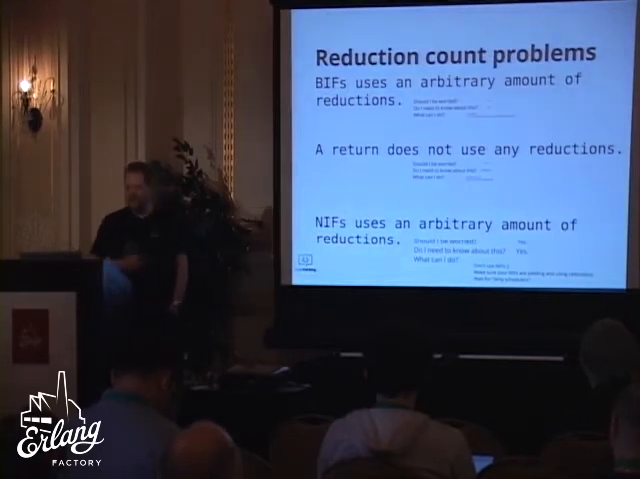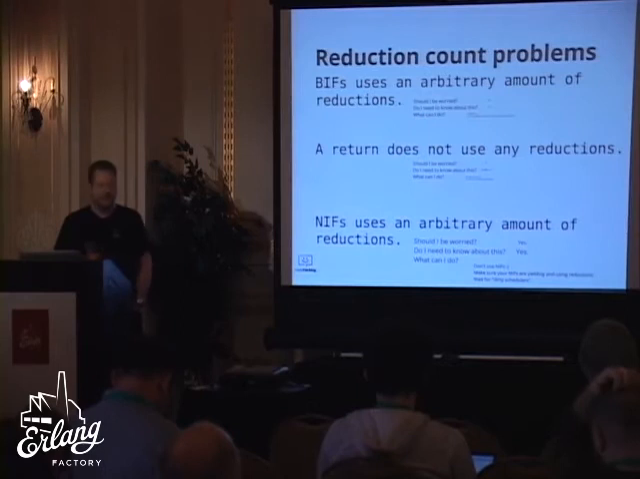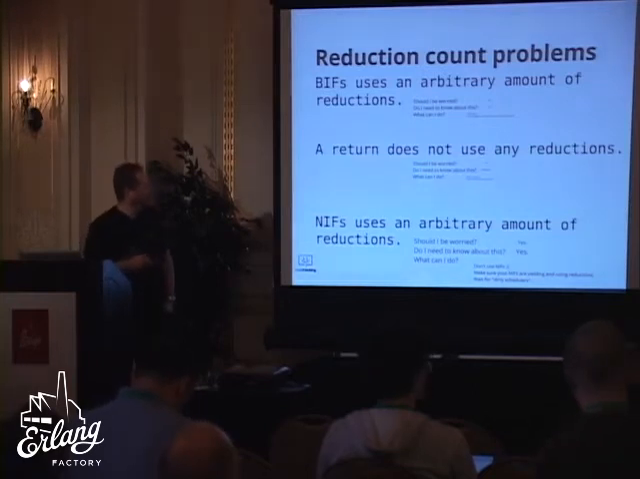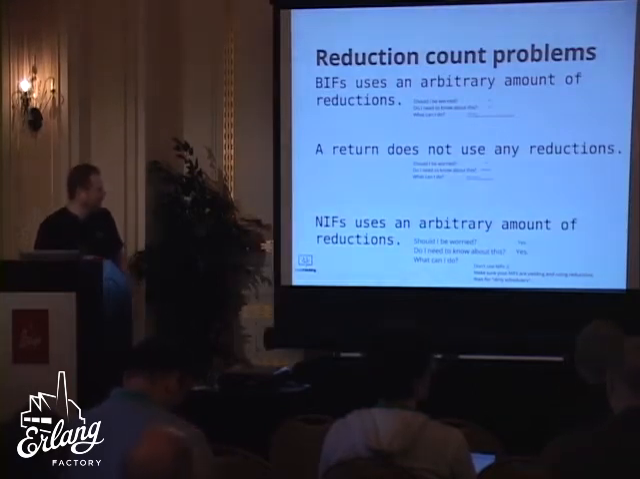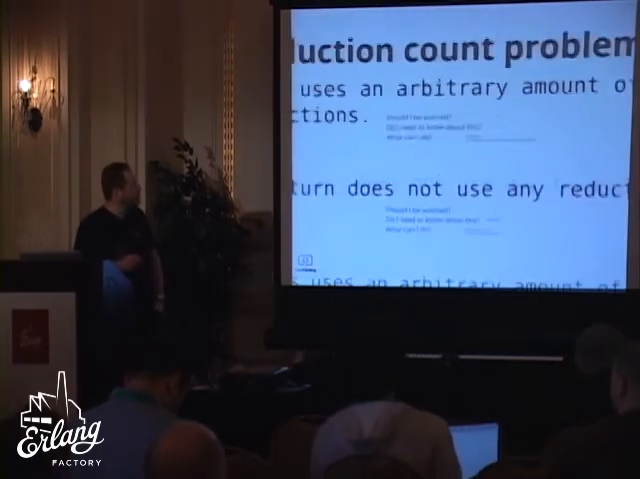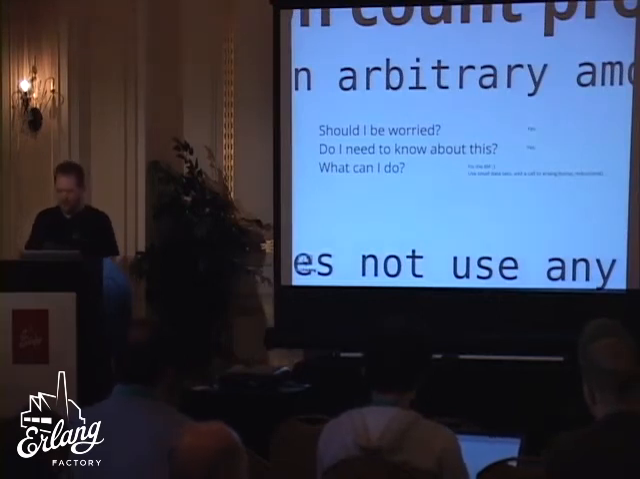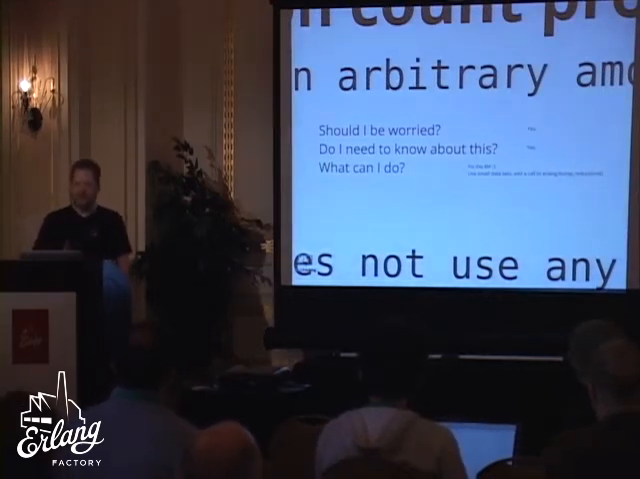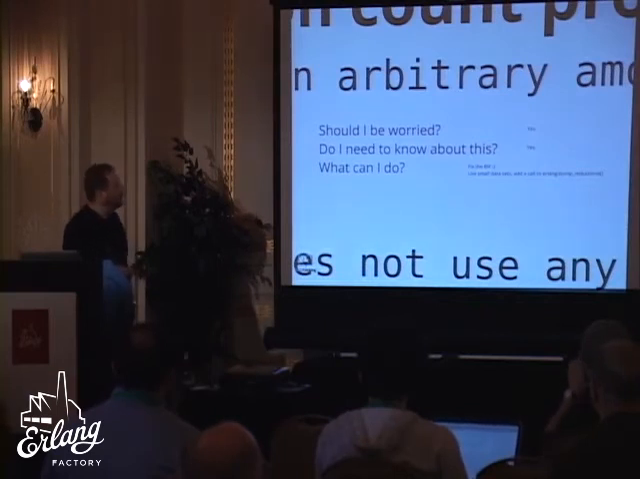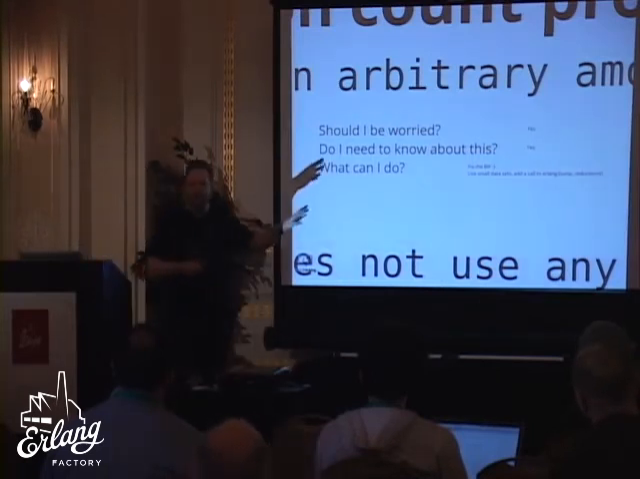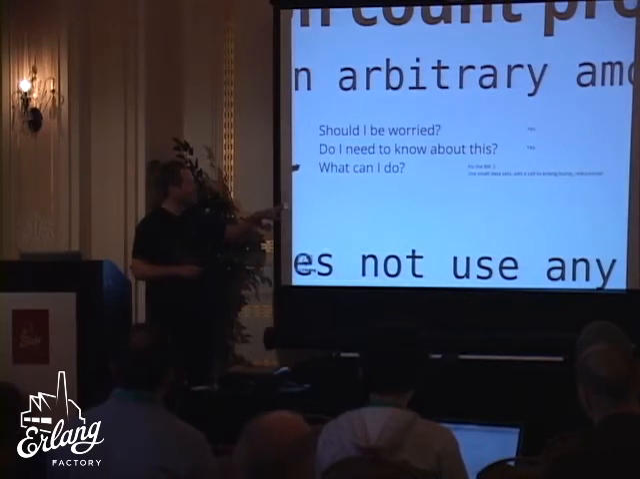Yeah, so there's a number of problems with the reduction count mechanism. So BIFs use an arbitrary amount of reductions. A return doesn't use any reductions. And NIFs use an arbitrary amount of reductions. Should you be worried? Yes. Do you need to know about this? Yes. And what can you do? Well, fix the BIF. Yay! That's the way to go. Help out, please. So if you can't do that, you have to use small data sets.